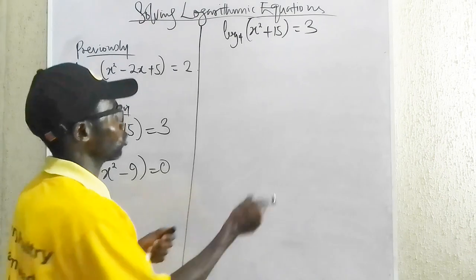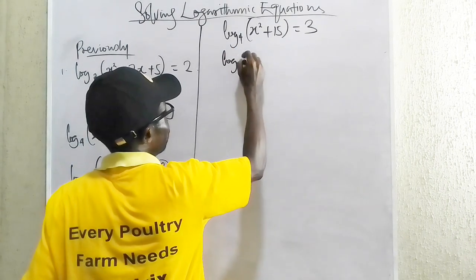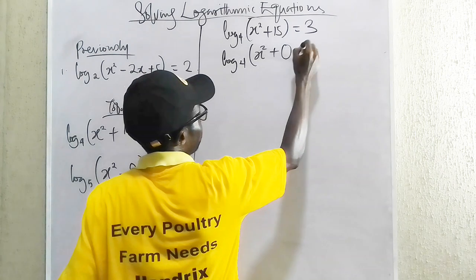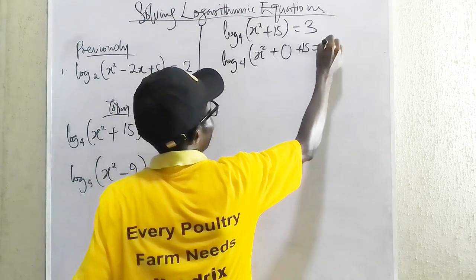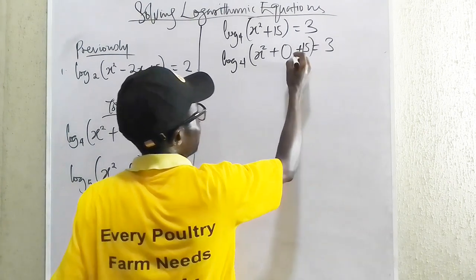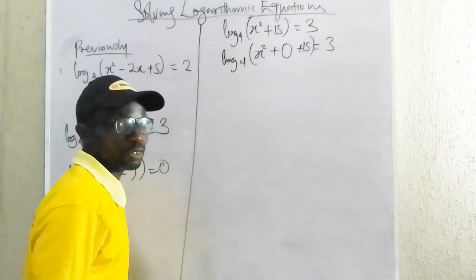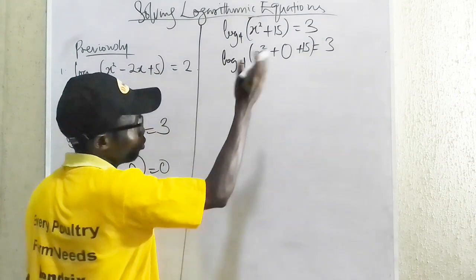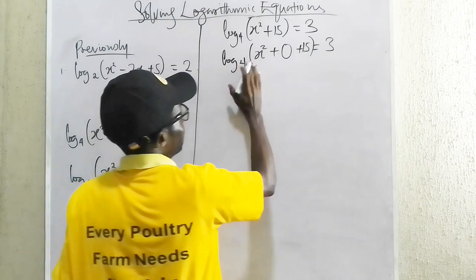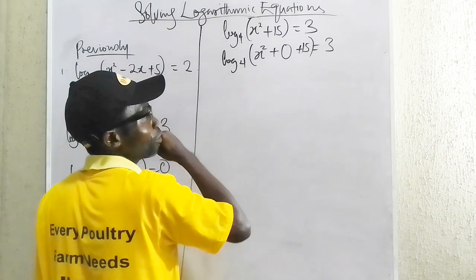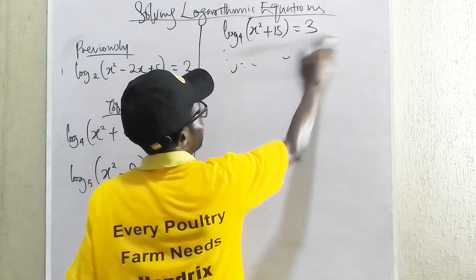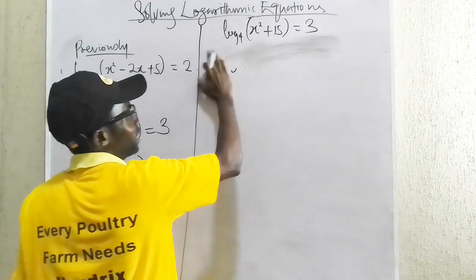It could actually be something like log in base 4 of x raised to the power 2 plus 0x plus 15 is equal to 3. There is a number here, 0x. So what did you do to get this place to be 0? But before we go on, let's do this. What is log? The log of a number to a particular base. Let's turn it to the index form.